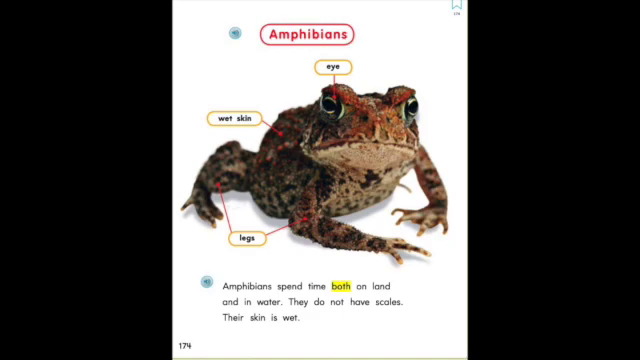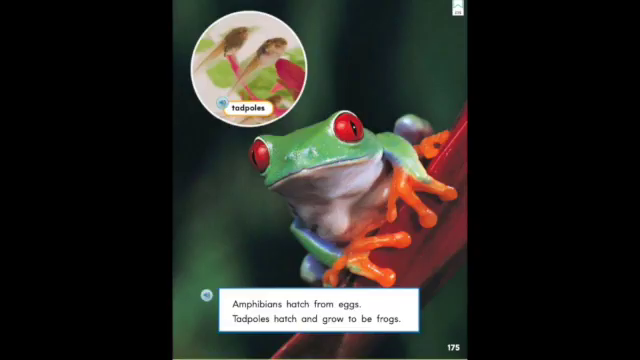Amphibians spend time both on land and in water. They do not have scales. Their skin is wet. Let's check out their labels. Amphibians, eye, wet skin, and legs. Amphibians hatch from eggs. Tadpoles hatch and grow to be frogs. Take a look there at our label, tadpoles. Those are baby frogs.